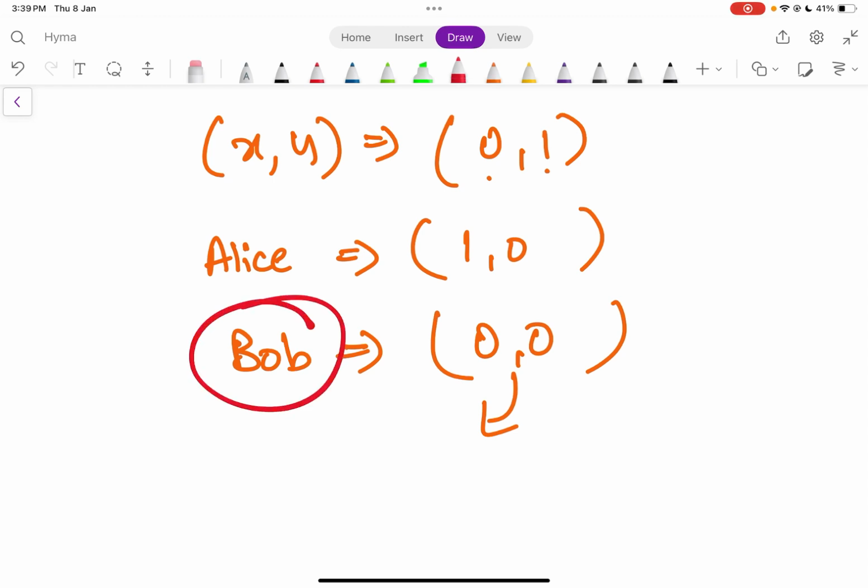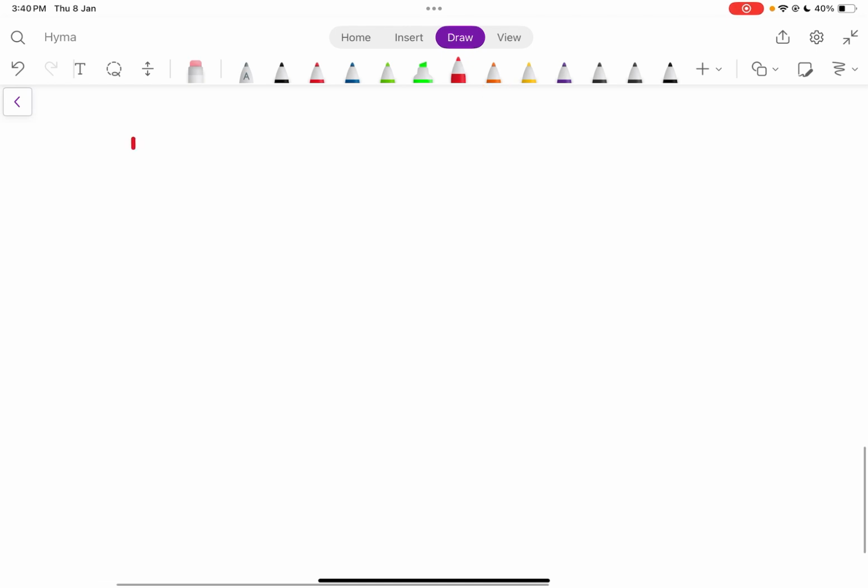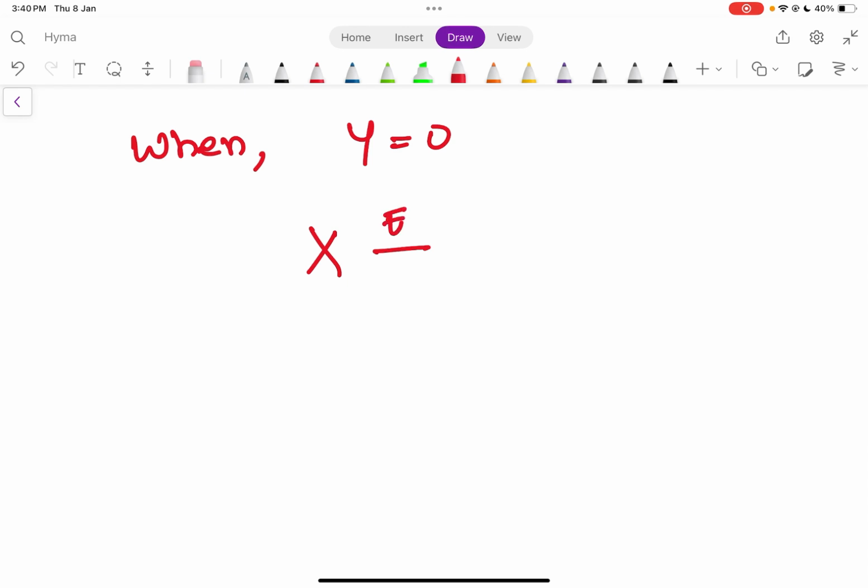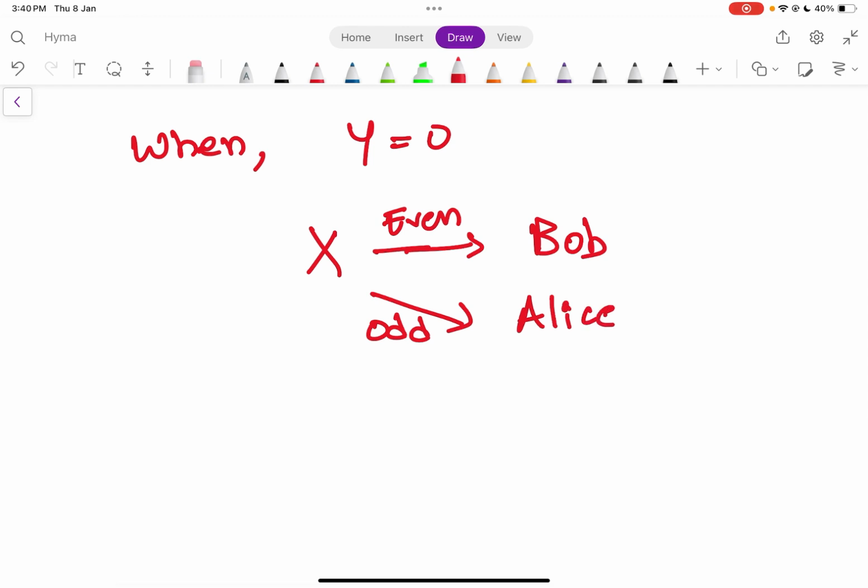From these three test cases, we can generalize one thing. When y is equal to 0, the answer is always dependent on x. If x is even, the player that can win is Bob. When x is odd, the player that can win is always Alice. This condition holds only if the next player to play is Alice. If the next player is Bob, the conditions are different. We'll discuss that in the future.